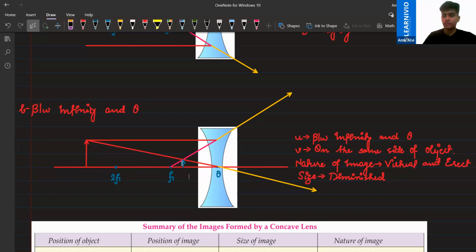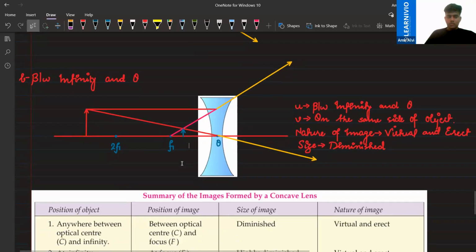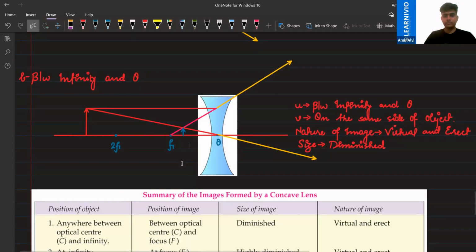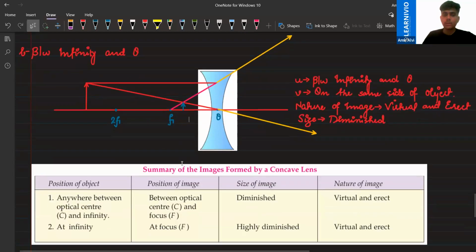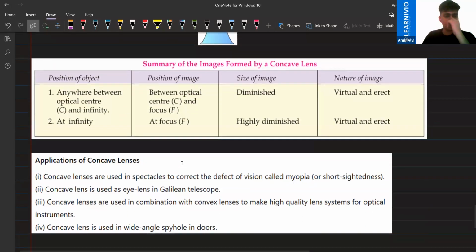Done all of you? Yes, sir. Okay. Please note down the applications of the concave mirror lenses.